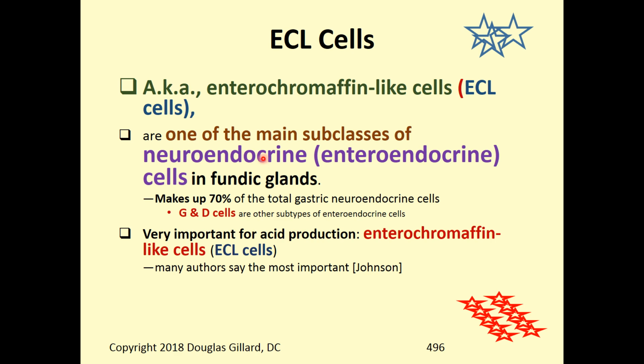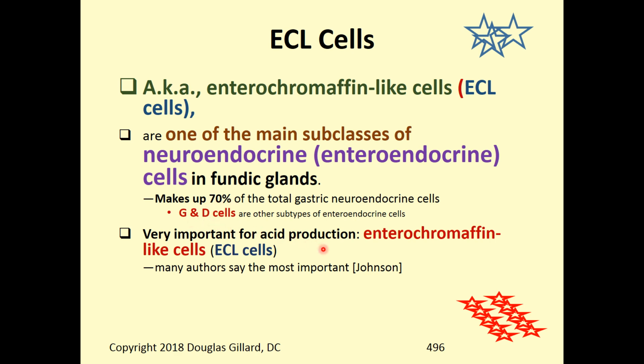ECL cells, we talk quite a bit about them, but they're enterochromaffin-like cells. Be careful because there's an enterochromaffin cell, which we're not going to talk about. These are ECL, they're enterochromaffin-like cells. One of the main subclasses of neuroendocrine cells, sometimes called enteroendocrine. They make up 70% of the total neuroendocrine cells in the stomach. The other two neuroendocrine cells we've talked about are G cells and D cells. What are the three neuroendocrine cells? ECL cells, G cells, D cells.